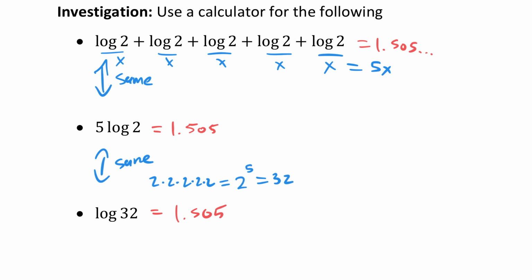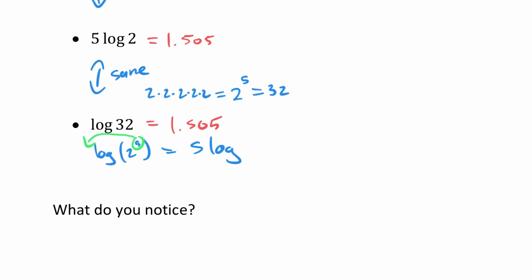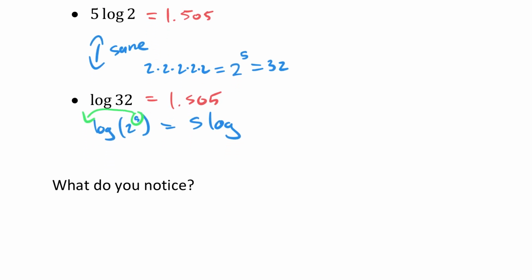But let's rewrite the 32 as 2 to the 5, because we know that 32 could be written as 2 to the 5. Well, if log of 2 to the 5 is the same as 5 log of 2, notice the 2 is still in the same spot, but the 5 has gone from up top and jumped down to become a coefficient. It's almost like the 5 used to be a power, and now we've got a coefficient. So what do we notice? Well, we have this sort of idea.